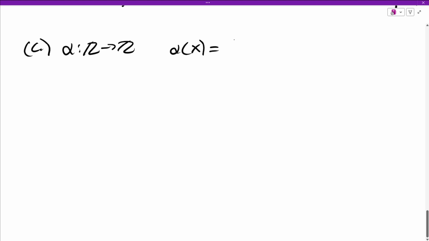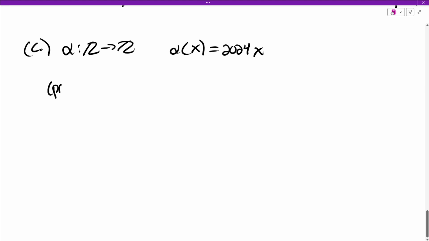So what can we multiply by? I don't know. Let's see. Let's multiply by 2024 because it's 2024. So alpha is the multiply by 2024 function. Whatever you give me, I multiply it by 2024. Great. Let's see if alpha is a homomorphism.